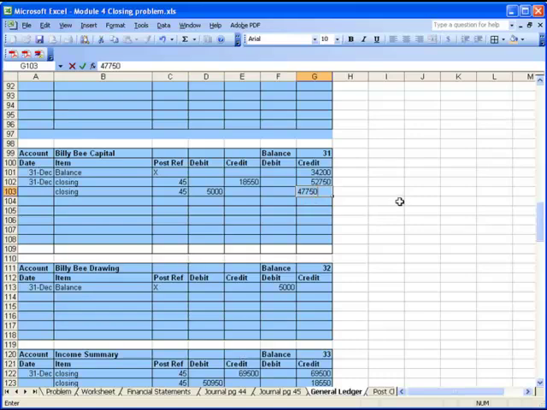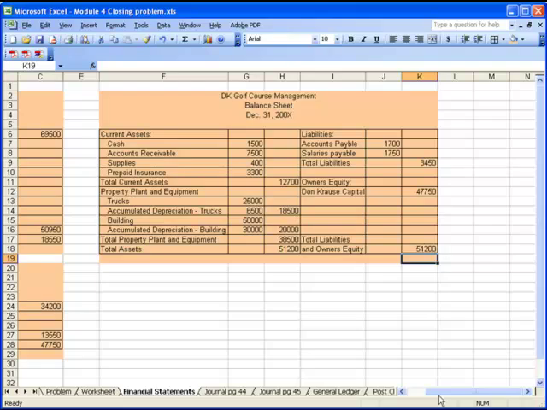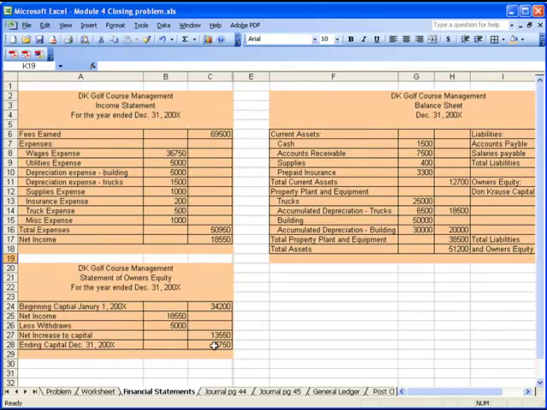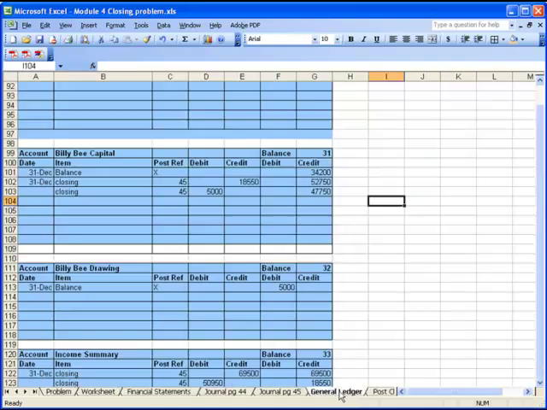$47,750. And now just a note, if we go look at our financial statement, our statement of owner's equity, we see our ending capital balance is $47,750, and now our general ledger reflects that same balance. That's what we were trying to do in this closing process, is get all the accounts up to date, and we have achieved that for our capital account.